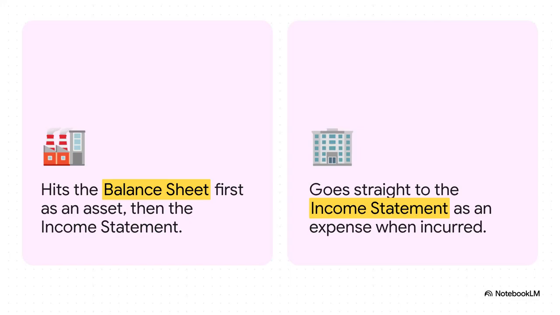This really highlights the core difference. Product costs take a detour. They essentially park on the balance sheet as an asset, sometimes for months at a time, before finally moving over to the income statement as an expense when a sale happens. Period costs, they take the express lane. They go straight to the income statement, immediately dropping that period's income.